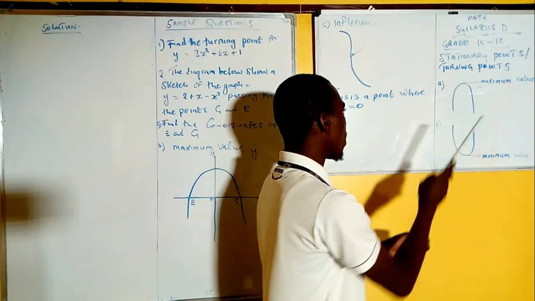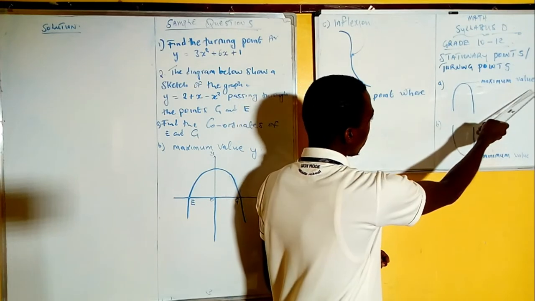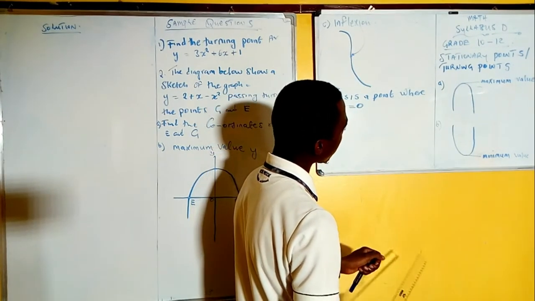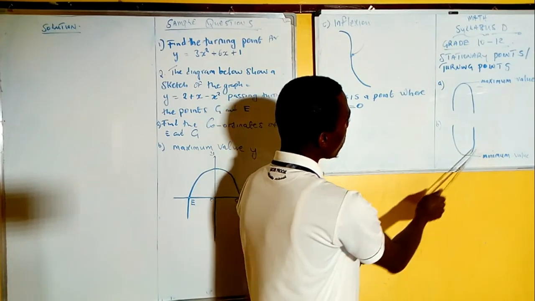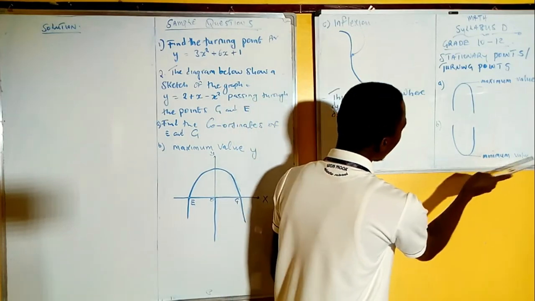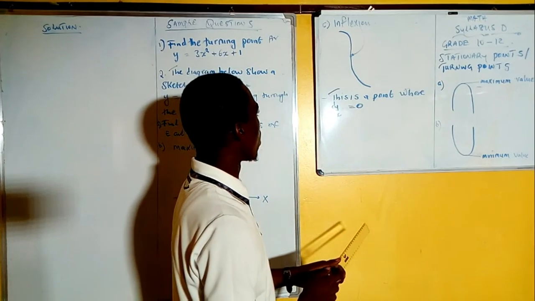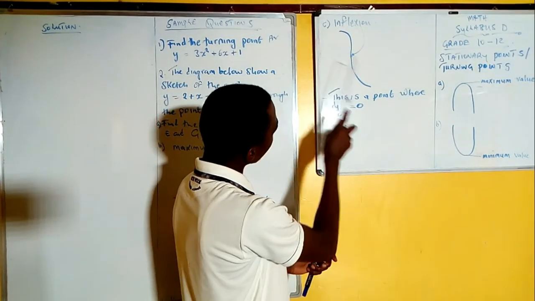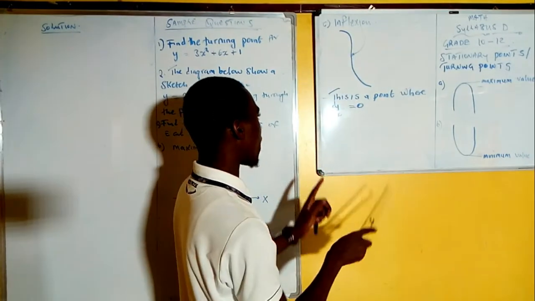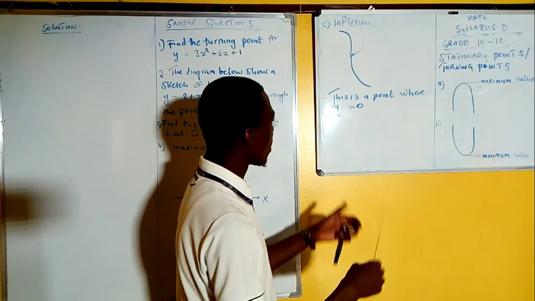A maximum, right here where the graph bends, is where we find the maximum value, which is a y value. Then we also have another type of stationary point, which is a minimum. At the bottom right here we have a minimum value. Then the third type is an inflection. This is how an inflection looks. It can face in any direction, but it has a certain point where it is inflecting. So these are the three types of stationary points.